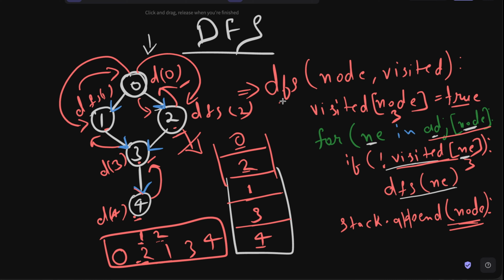So what we are doing in the DFS algorithm is very simple. We are going through the node, we are marking it visited, we are going through all of its neighbors and then running DFS on them if possible, and at the end of the day we are taking the current node and appending it into the stack. That's it. There are only 3 steps: mark it visited, go through the neighbors and append it into the stack.